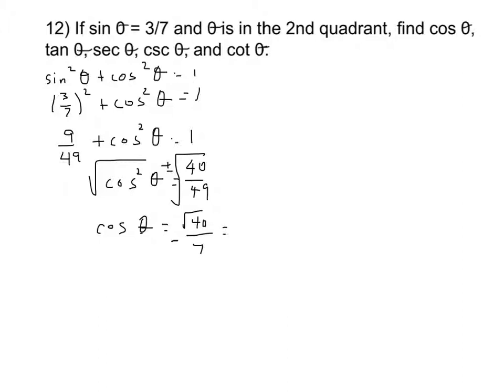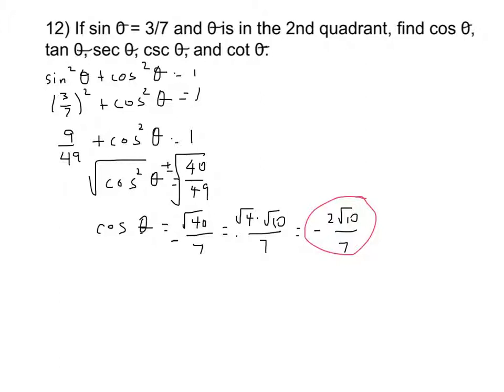We do want to simplify our radicals whenever possible, and the square root of 40 has the perfect square of 4 in it. So if you think of the square root of 40 as the square root of 4 times the square root of 10, my best way to talk about my answer then is going to be negative 2 square root of 10/7. And this will be the value for my cosine. And again, negative because we're taking the x-coordinate of the second quadrant.